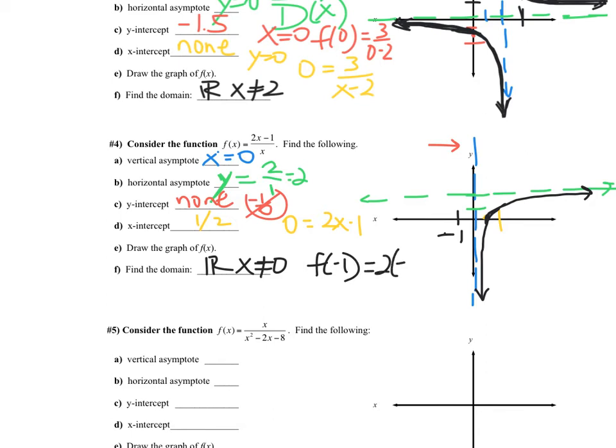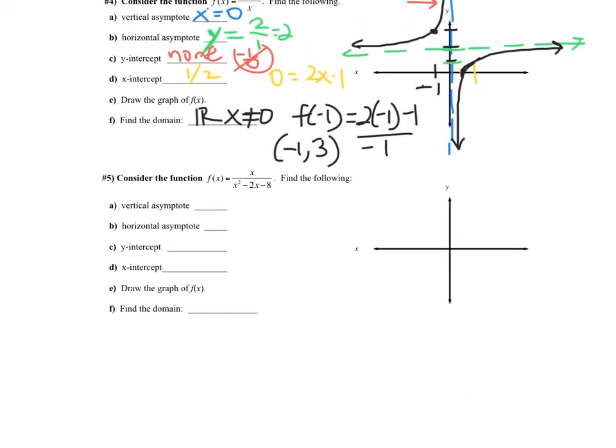And I get 2 times -1 minus 1 over -1. And that would give me, what is that? -2 minus 1 is -3 over -1 is +3. So the point is -1, +1, 2, 3. So there's my point. And this is going to go right along the asymptote and right along that one too. And there's my graph. Aren't these pretty?